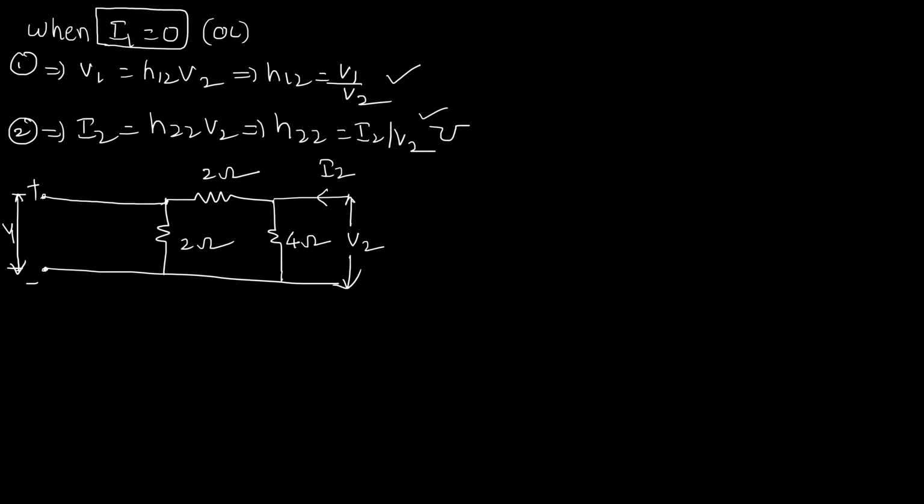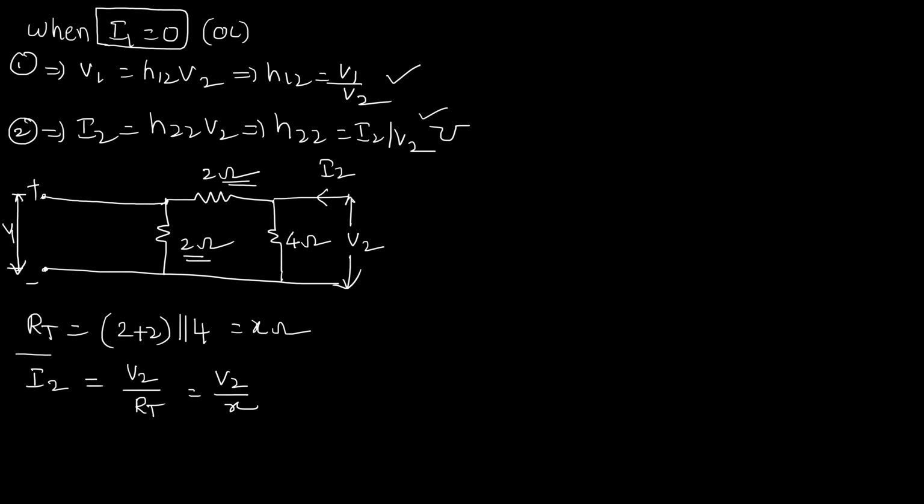Let us find the total resistance first. This 2 ohm resistor, and here one more 2 ohm resistor, both are connected in series, that is 2 plus 2. This combination is in parallel with 4. So do the calculations, you'll be getting some amount of resistance. Now we can calculate the total current. What is the total current? Voltage by total resistance, that means V2 by some X. So we got I2 in terms of V2. We'll be using this relation a bit later.